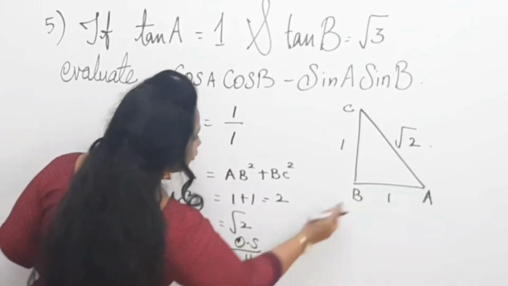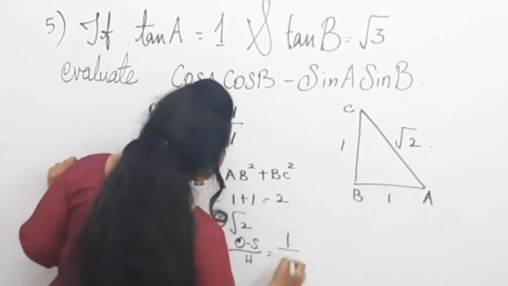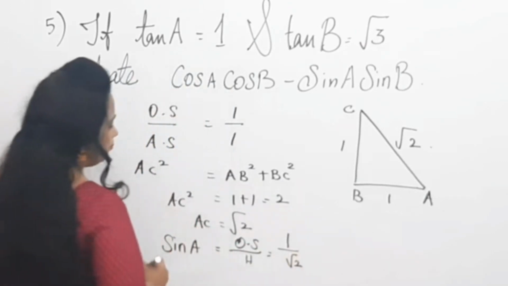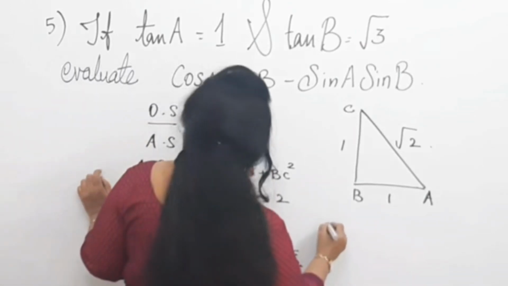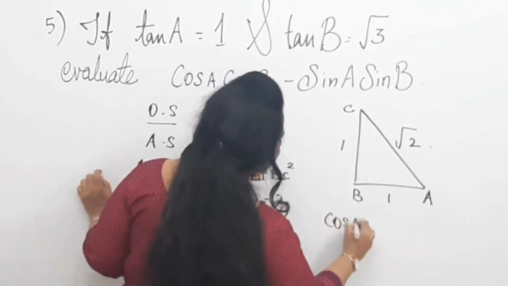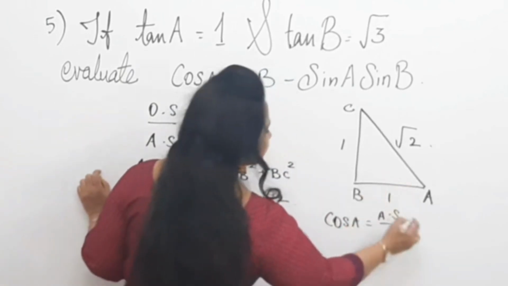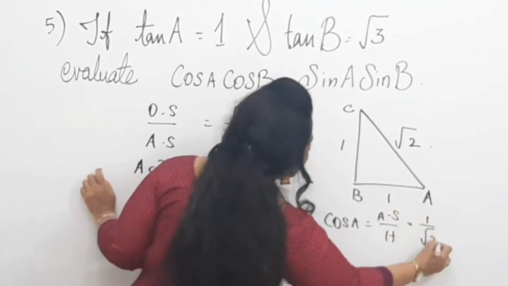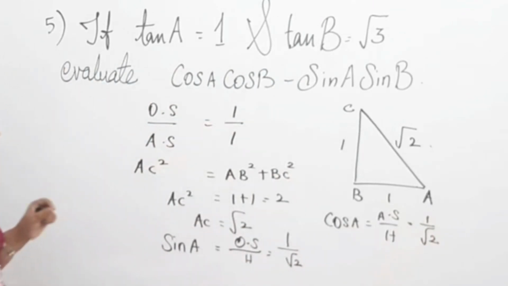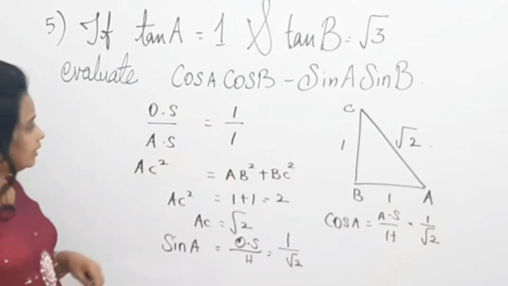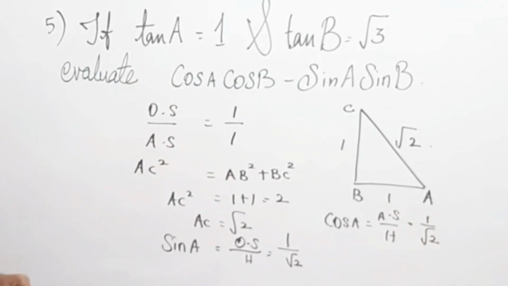So the opposite side of A is 1 and the hypotenuse is root 2. And my cos A is adjacent side by the hypotenuse. My adjacent side is 1 divided by root 2. So I get my sin A and cos A here. Now I'm going to take my tan B.